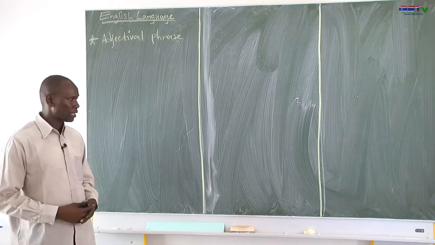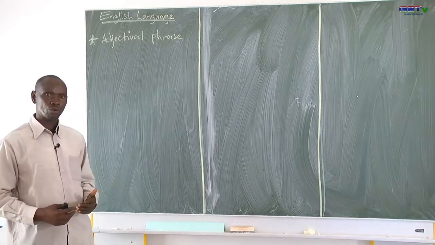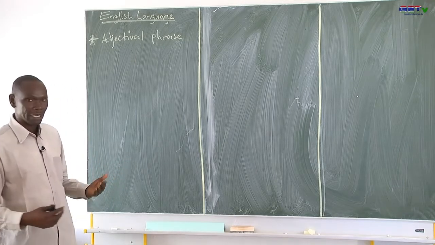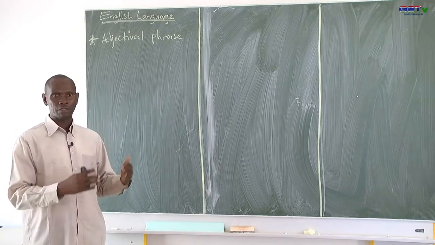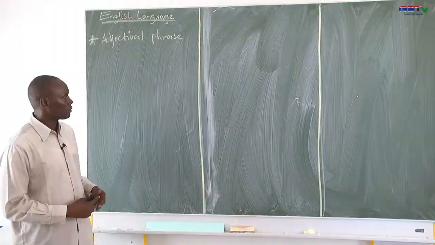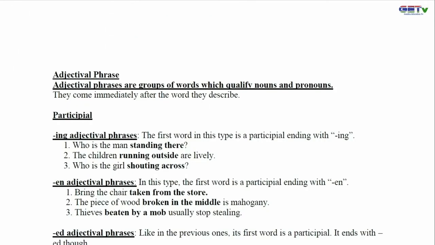Just as a gentle reminder, our last lesson was on noun, and we said noun phrases, just like noun as a word, have the same functions. Noun phrases act as subjects of verbs, objects of verbs, subject complements, object complements, complements of prepositions, etc. So equally, that's what noun phrases do. So today we are coming to look at adjectival phrase.